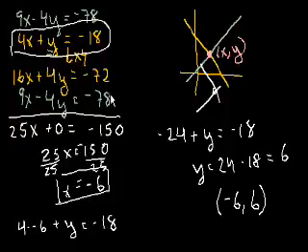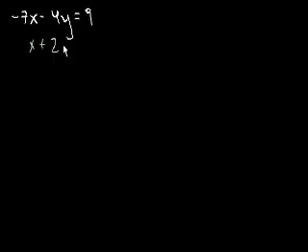Let's see how much time I have. I think we have time to do another problem. So let's say I had the equations, and I'm going to write them in two different colors again. Minus 7x minus 4y equals 9. And then the second equation is going to be x plus 2y is equal to 3.